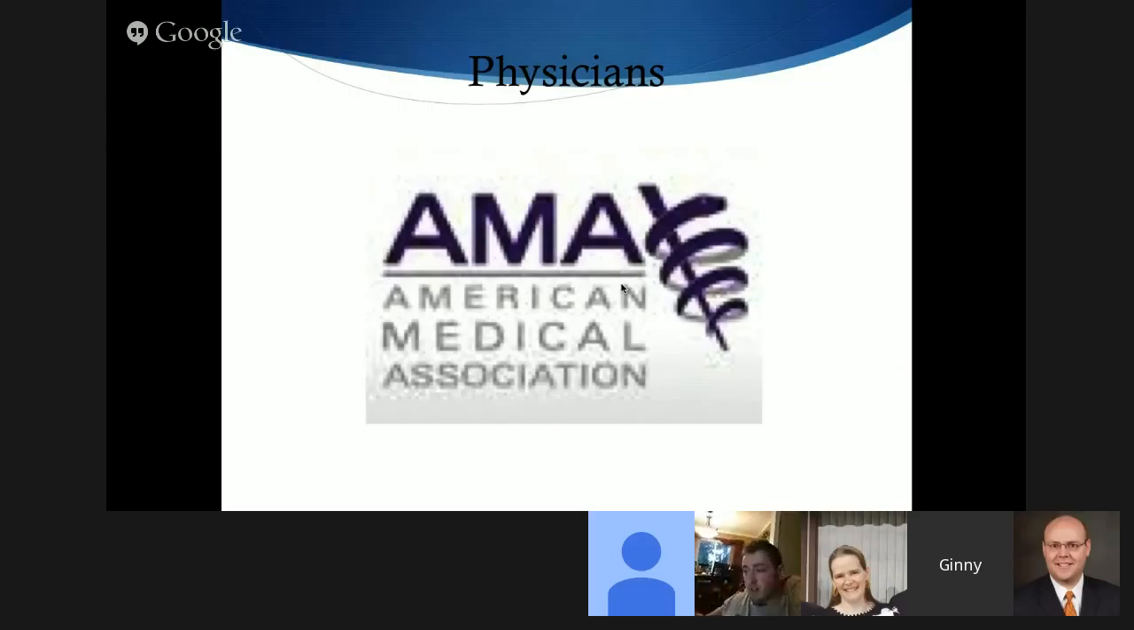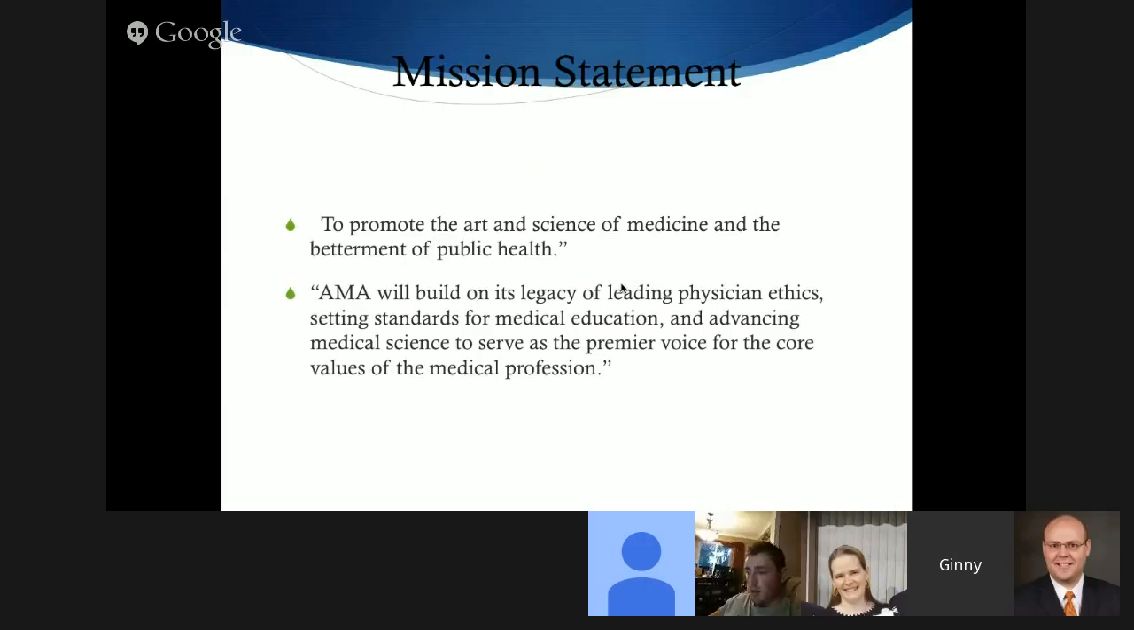Now we'll go to physicians. This is the American Medical Association, and their mission statement is to promote the art and science of medicine and the betterment of public health. And this was a quote that I really like. It says, AMA will build on its legacy of leading physician ethics, setting standards for medical education, and advancing the medical science to serve as the premier voice for the core values of the medical profession. So that's for physicians.